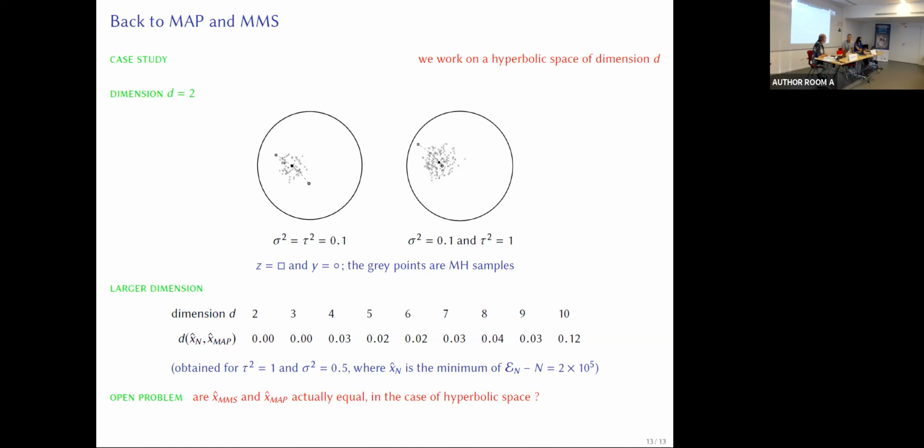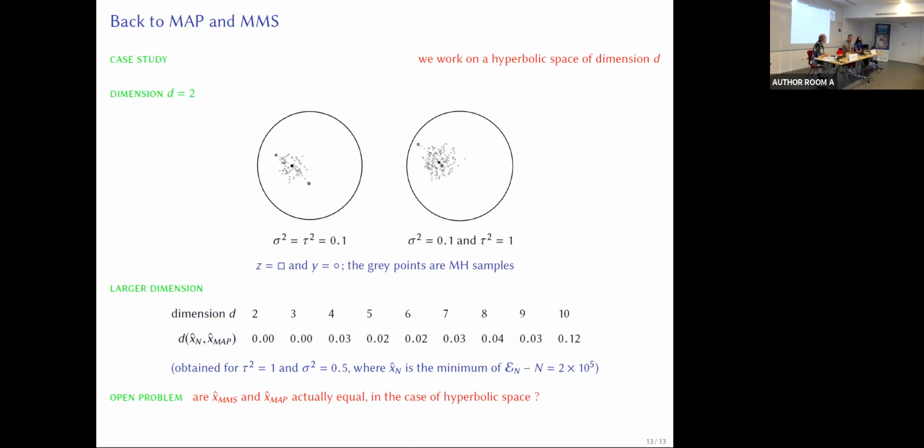Maybe the first one is on the equivalence between MMS and MAP. Right now your results are in negative curvature and for isotropic Gaussian. What is your feeling about going to positive curvature and to non-isotropic Gaussian? I haven't done any experiments in positive curvature, so I don't know, in fact. Going to non-isotropic Gaussians, I think the same kind of result may hold. Again, I'm not sure. I haven't done sufficient experiments about that.